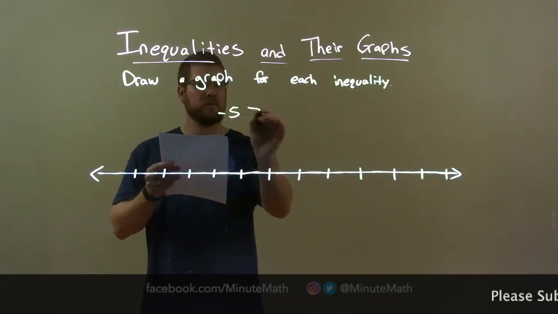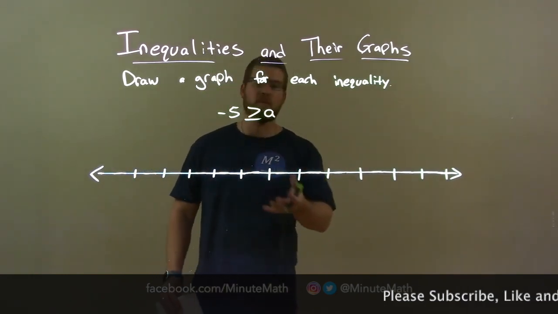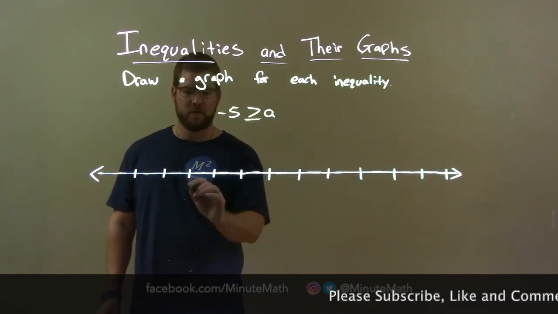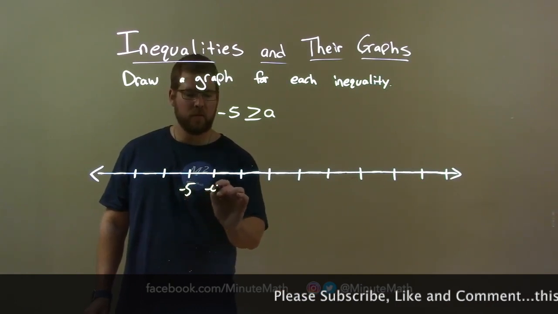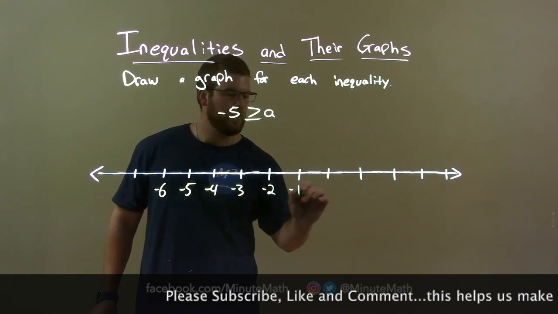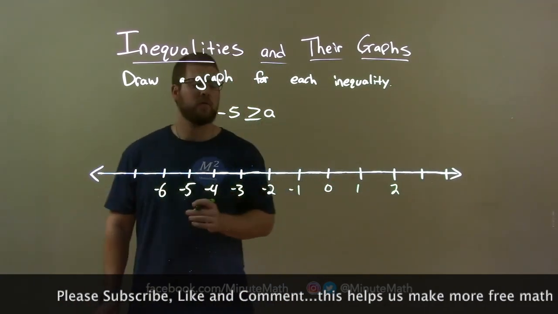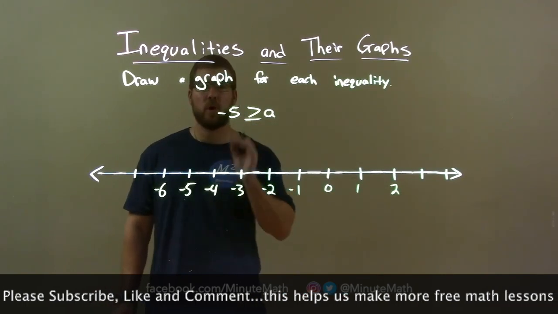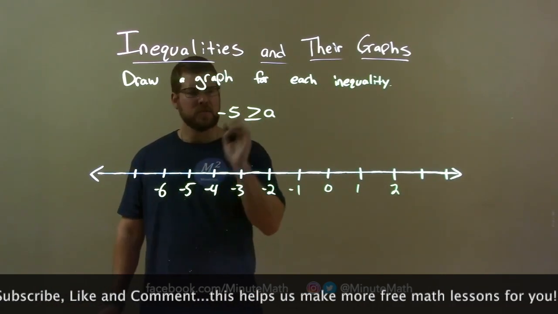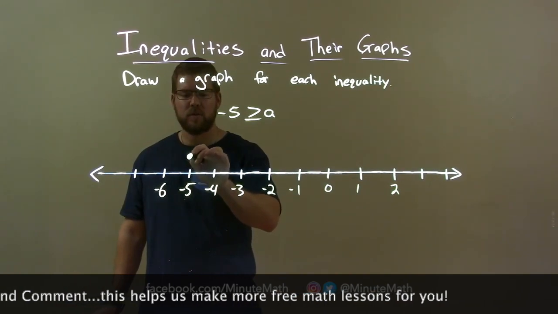-5 is greater than or equal to a. Well, we want to number our number line here and make sure we have -5 there. So if we put -5 here, we have -4, -6, and -3, -2, -1, 0, 1, 2. Now they tell us -5 is equal to our a value. So it's equal to, we have a closed circle there.